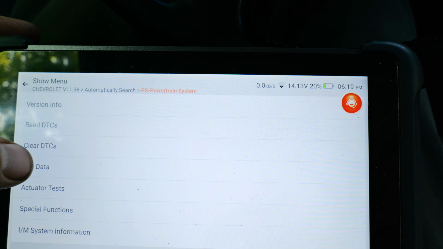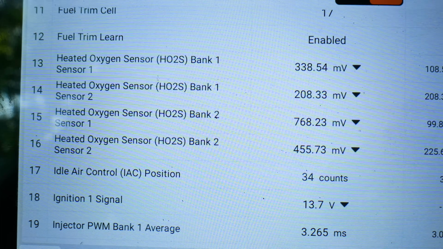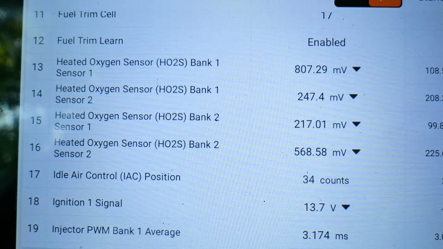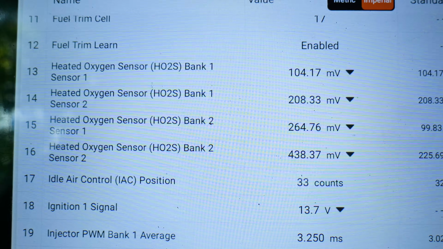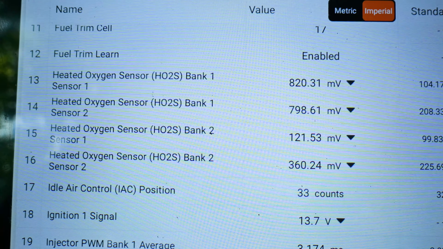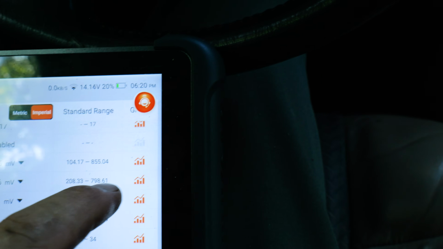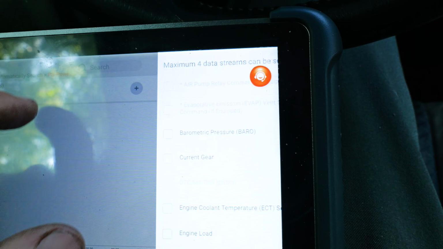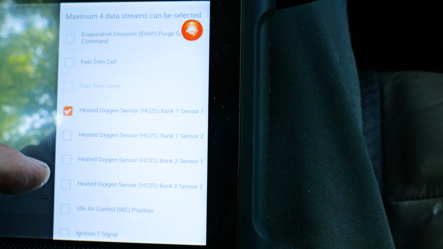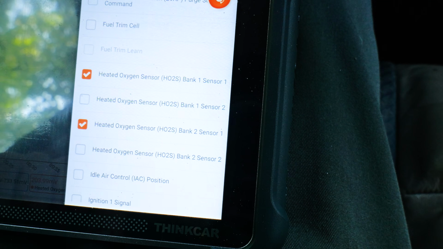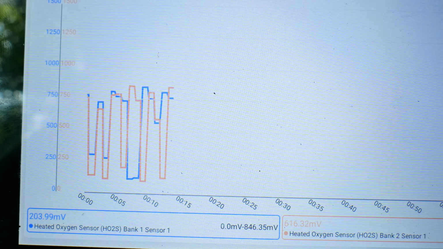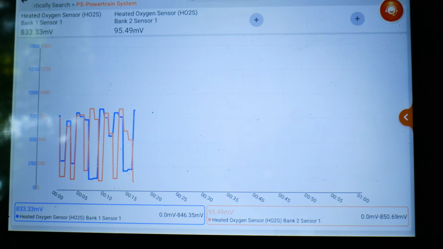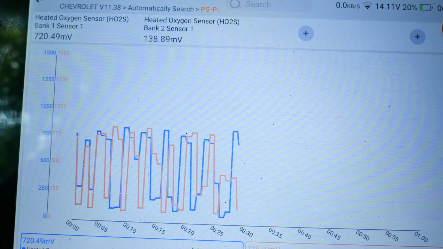I'm gonna go drive it around. There we go. The oxygen sensors are switching. We only care about bank 1, sensor 1, and bank 2, sensor 1, okay? They're switching from 500 close to 0. They're dropping down to like 100 millivolts, but yeah, they're switching. I'm gonna chart them. Add bank sensor 2. Ideally, they should be pretty close to each other, right? There you go. They're working good. Now we just gotta test drive it and hope it doesn't break again.